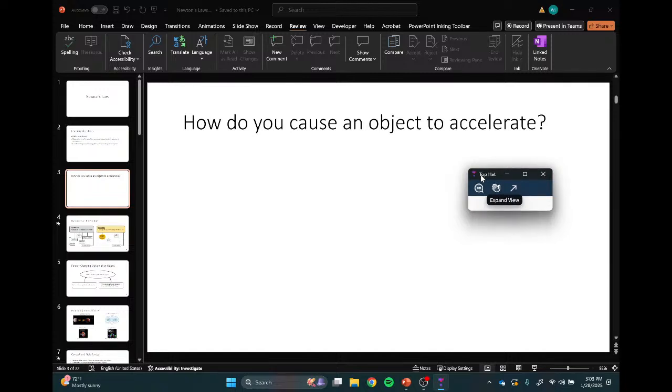How do you cause an object to accelerate? Let's make this simple. There's an eraser. If I want to accelerate it, tell me what to do. Throw it. Great, that works. That's the name of the game today. The long and short of it is, how do you make something accelerate? The phrase everyone uses: a force.